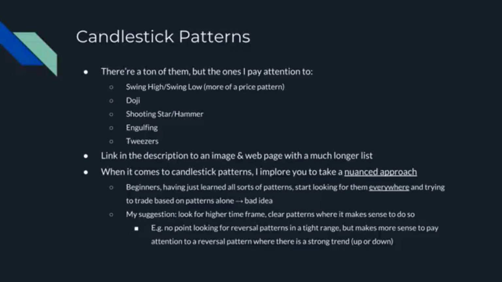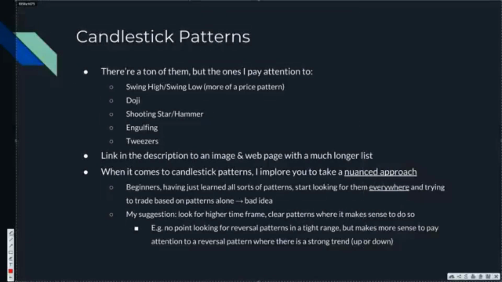So how does one remedy that and still make good use of candlestick patterns without becoming obsessed or taking them without context? My suggestion is to look for higher time frame clear patterns, and most importantly, where it makes sense to do so, okay? And what does it mean where it makes sense to do so? Well, a lot of these candlestick patterns are reversal patterns, which essentially means if the market is trending up, what you'll have is your candlestick reversal pattern kind of at the top of the trend, and then the trend will reverse and go in the other direction, right?